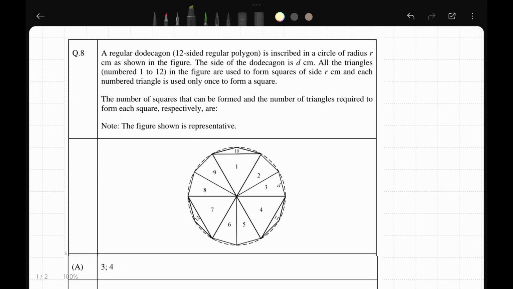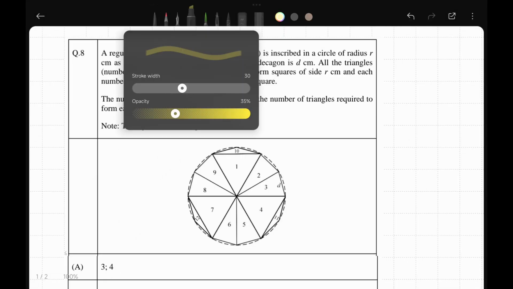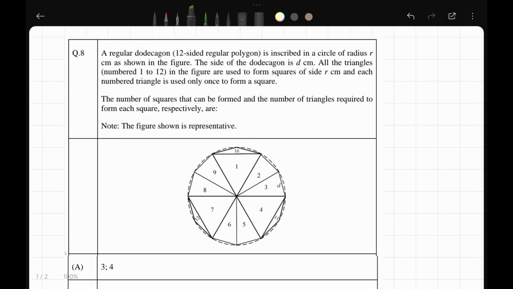The eighth question is a tad bit tricky. I will first highlight all the information that is given to us in the question. So, first they've mentioned a dodecagon.